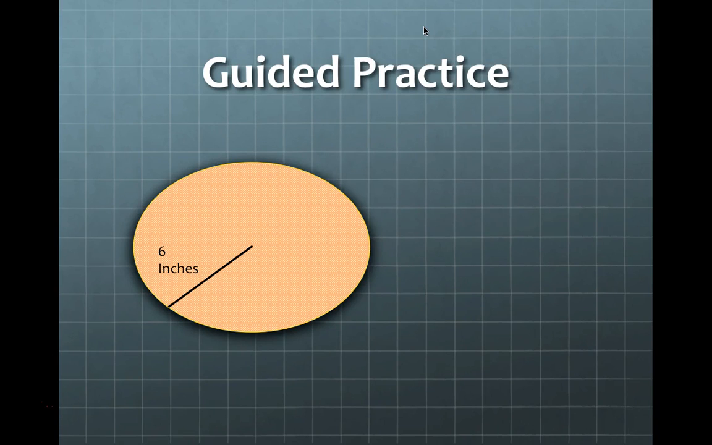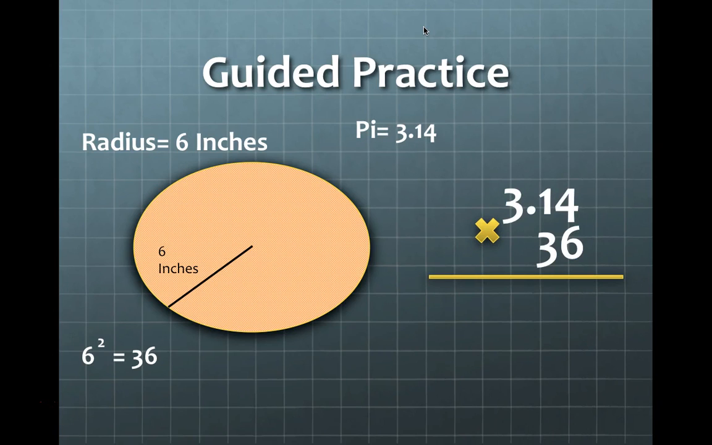We have a circle, and as you can clearly see, we have a radius, and the radius is 6 inches. So using that formula from the previous slide, we need to square the radius or multiply it by itself. And of course, 6 times 6 is 36. 6 squared is 36. There we go. And then we multiply 36 by pi.